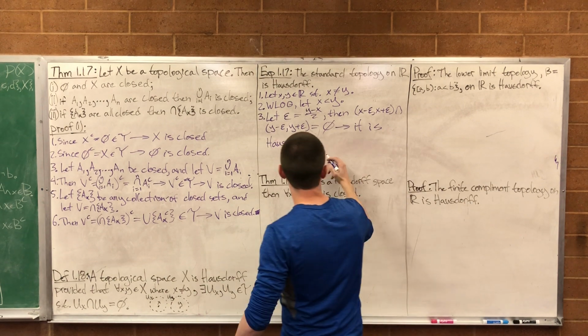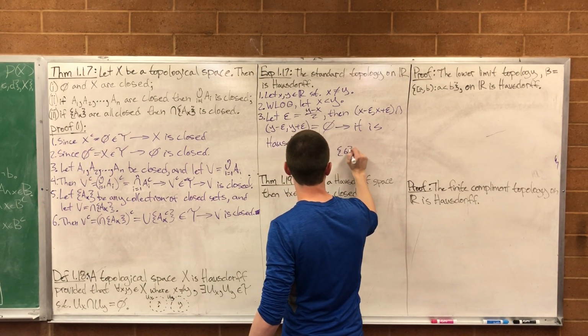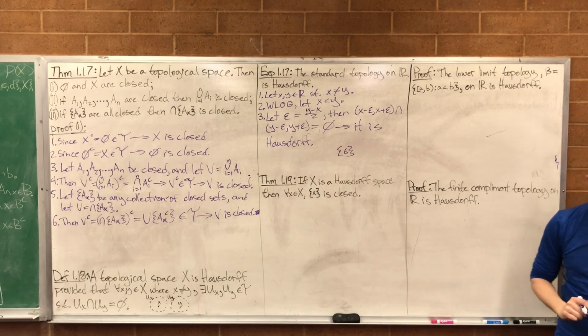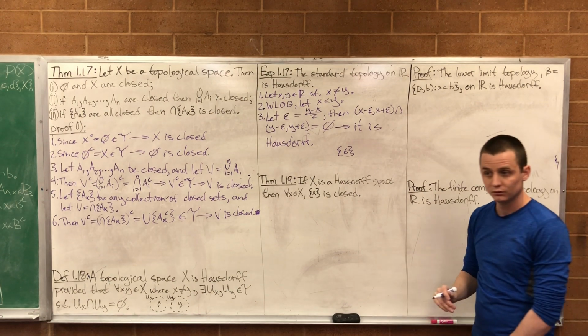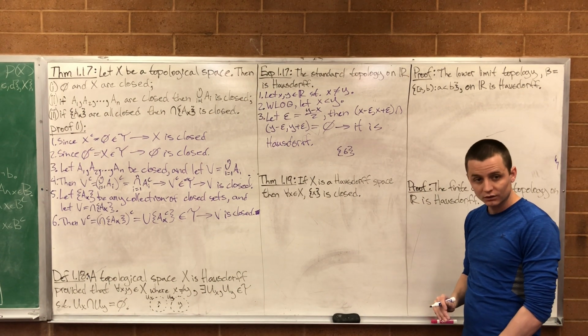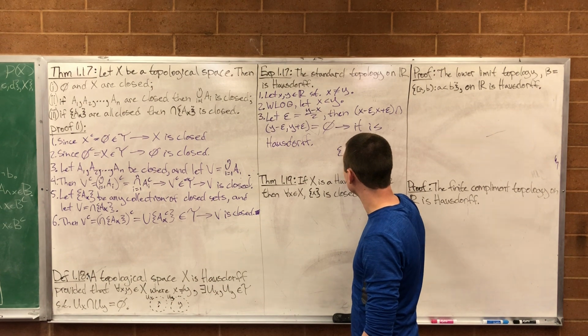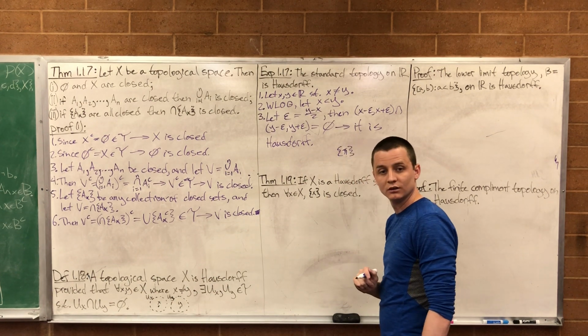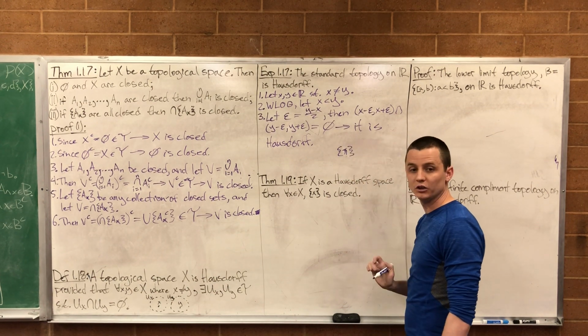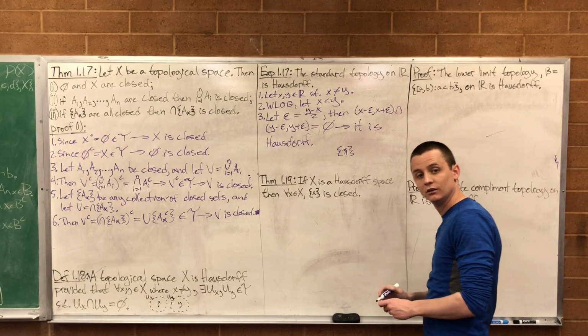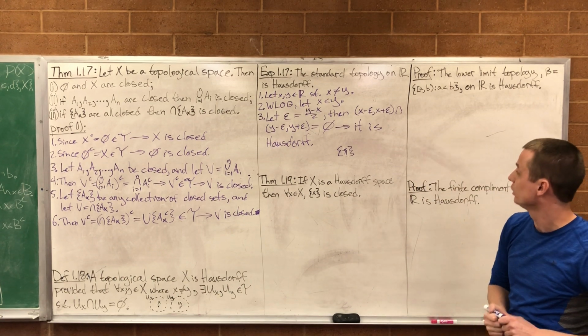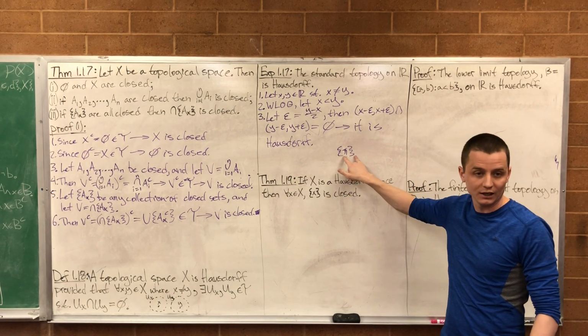What does that mean? That means in the standard topology, the set containing 6 is closed. Okay. Right? The set containing just pi is closed. The set containing any real number you want in there is closed. We're going to show that if you know that a topology is Hausdorff, then you know that this is the case.